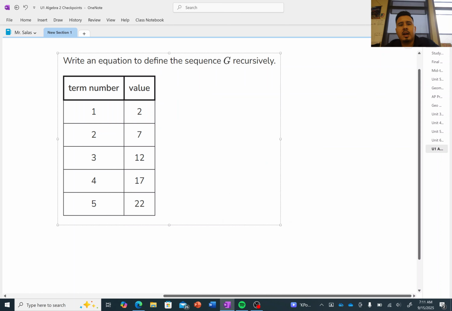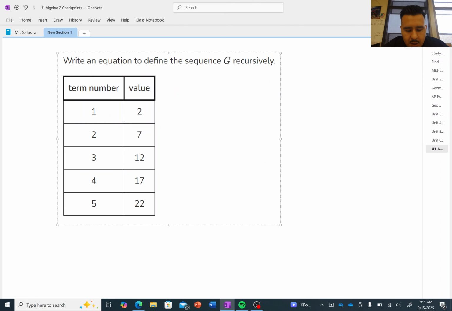We're going to go ahead and look at checkpoint B from Unit 1. This is going to be a problem that will help us prepare for our Unit 1 exam. Let's see what's going on with this problem.